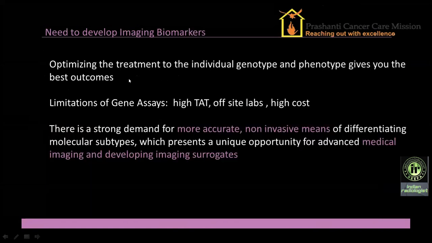Now, the limitations of these gene assays is the high turnaround time. It takes about a couple of months for the results to be available. They are often only available at off-site or offshore labs. And the cost of these tests is also high, running into a few thousands. And therefore, there is a strong demand to develop other alternatives like imaging biomarkers and surrogates.